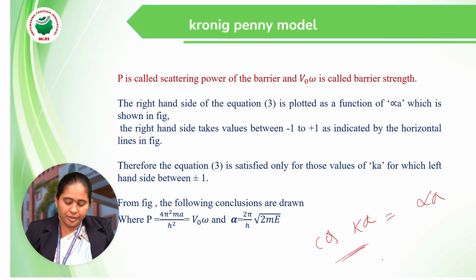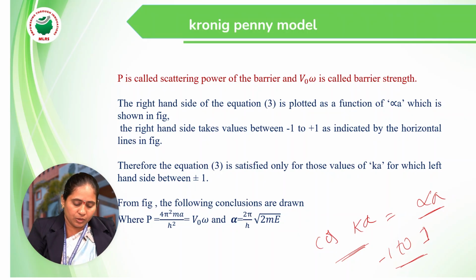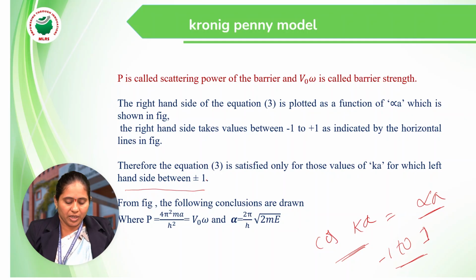What is the lower limit of cos theta values? -1. Upper limit of cos values? +1. So, if the left hand side is from -1 to +1, obviously the right hand side also ranges from -1 to +1. So, equation 3 is satisfied only for values between +1 and -1. From these values only we can get the conclusions of Kronig and Penney.